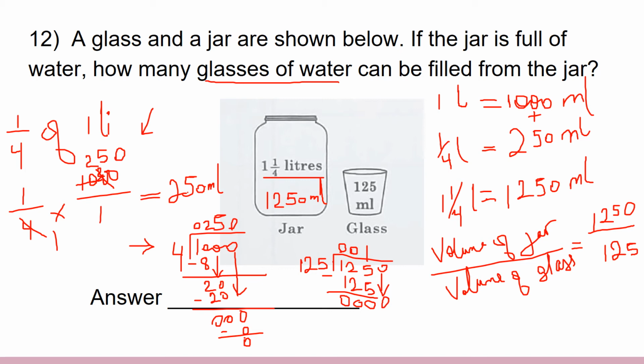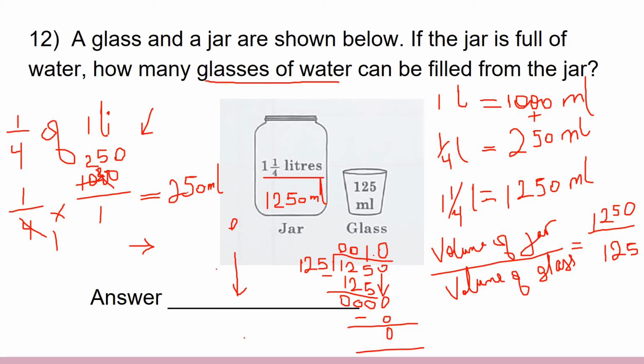125 into 0 is 0. 125 multiplied by 0 is 0. So you see the answer I'm getting is 10. So that means there are a total of 10 glasses. 10 glasses can be filled from this jar. So again, let me just clear here. My answer is 10. If this question was a bit much for you, you can replay the video and pause it. 10 glasses.